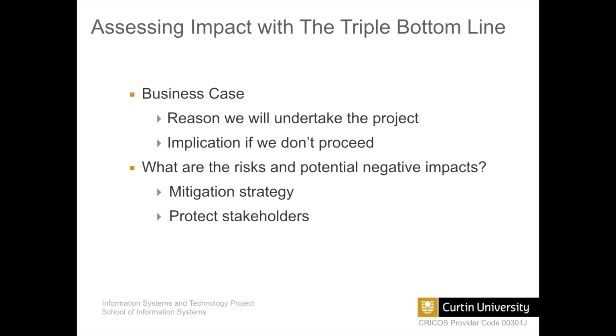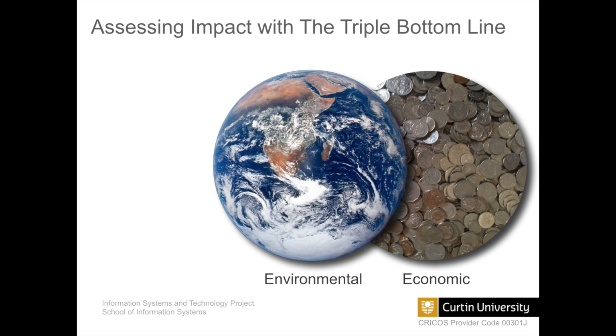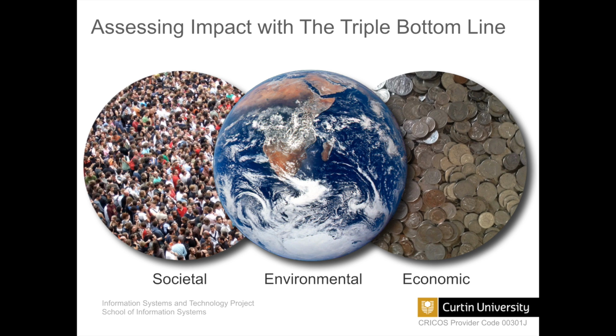Such an analysis will consider the project impact based on ethical, safety, and privacy issues, as well as provide a means to monitor and improve a product or service's quality. In this unit, we'll consider this in the context of the triple bottom line, which has three dimensions. These are economic, environmental, and societal dimensions, sometimes referred to as the 3 Ps, or people, planet, and profit.